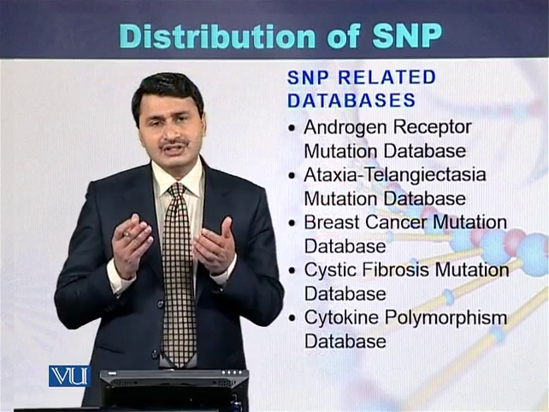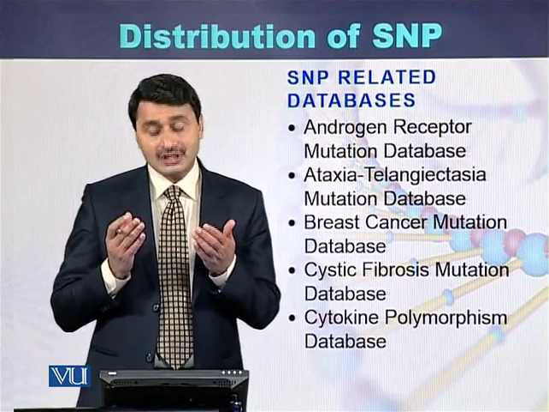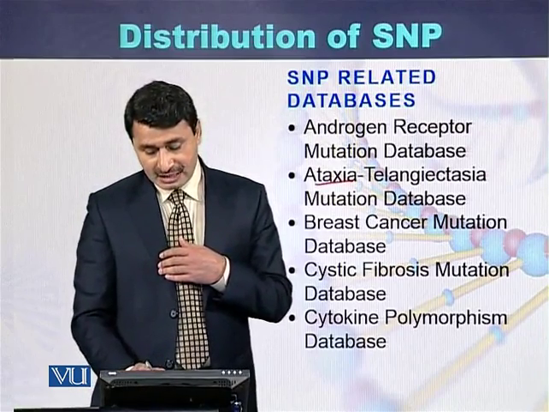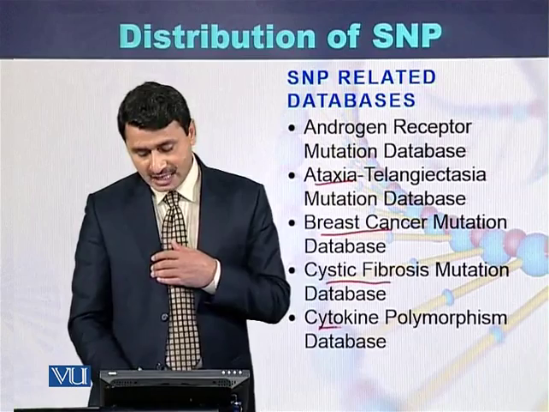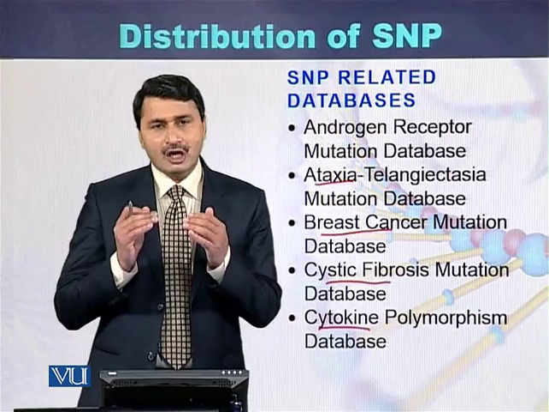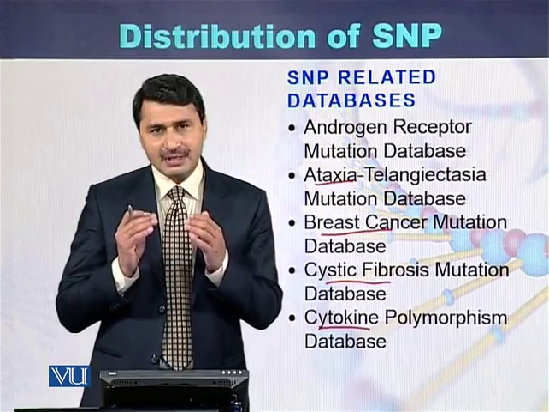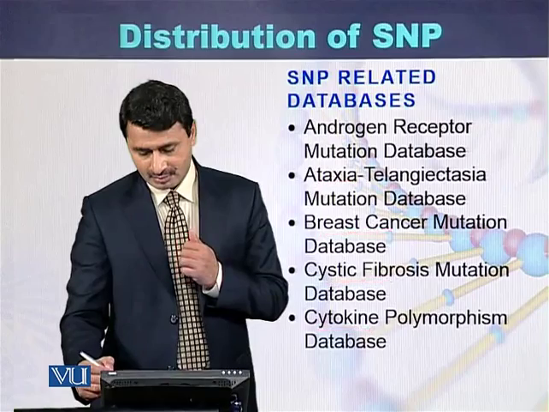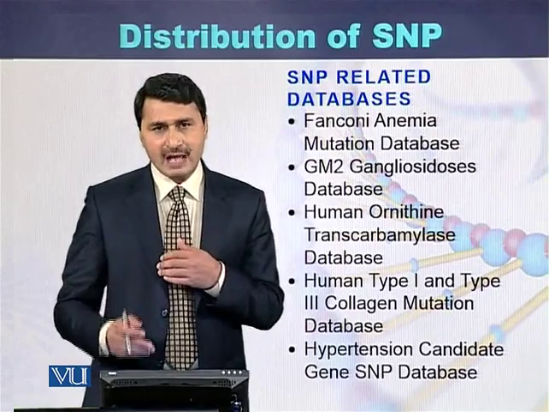There are different SNP related databases which have been designed. Some of the most common databases are for ataxia telangiectasia, for breast cancer, and for cystic fibrosis. So these are databases where all the SNPs which have been identified in particular diseases are present. Some other databases related to other diseases have been mentioned here.